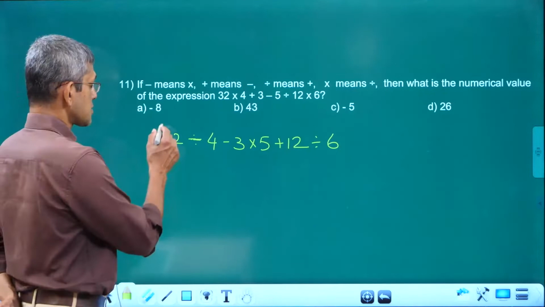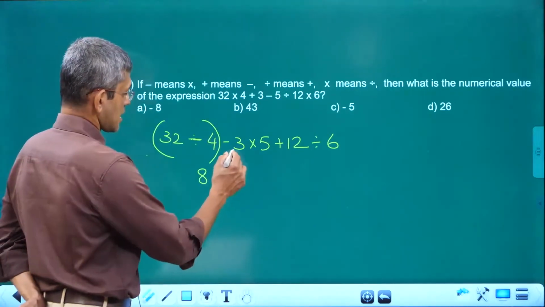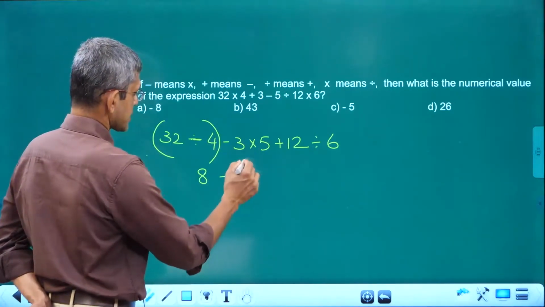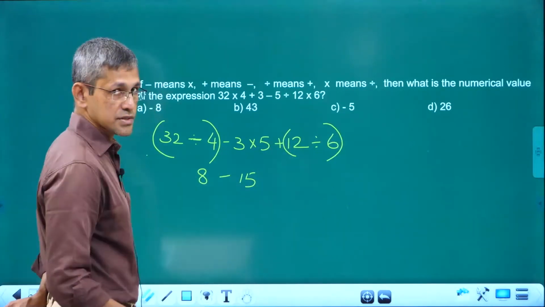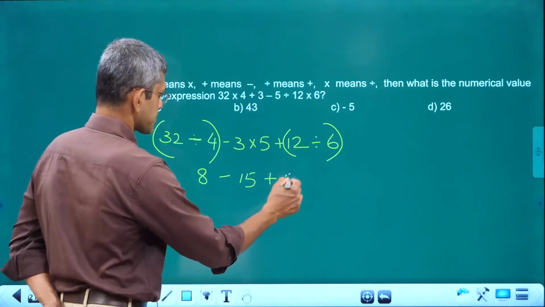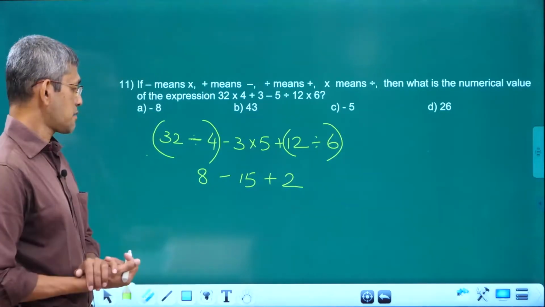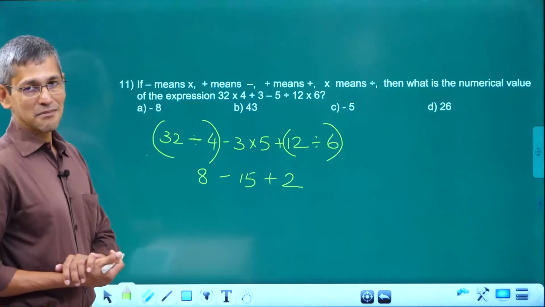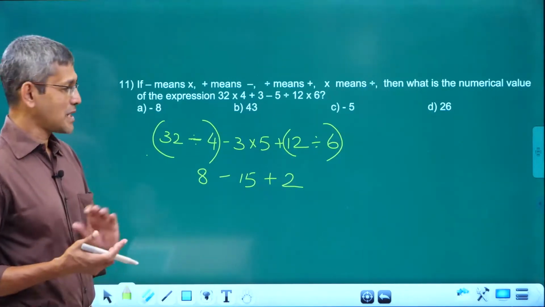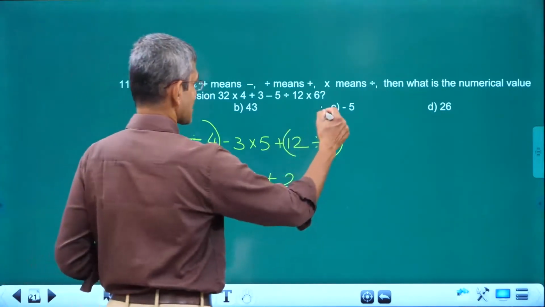Pretty simple. 32 by 4, 8. And here 3 into 5. So 3 into 5 is 15. So here 12 divided by 6, that is 2. So here we have 8 plus 2 is 10. 10 minus 15. 10 minus 15 is what? Minus 5. So the answer is right here, minus 5.